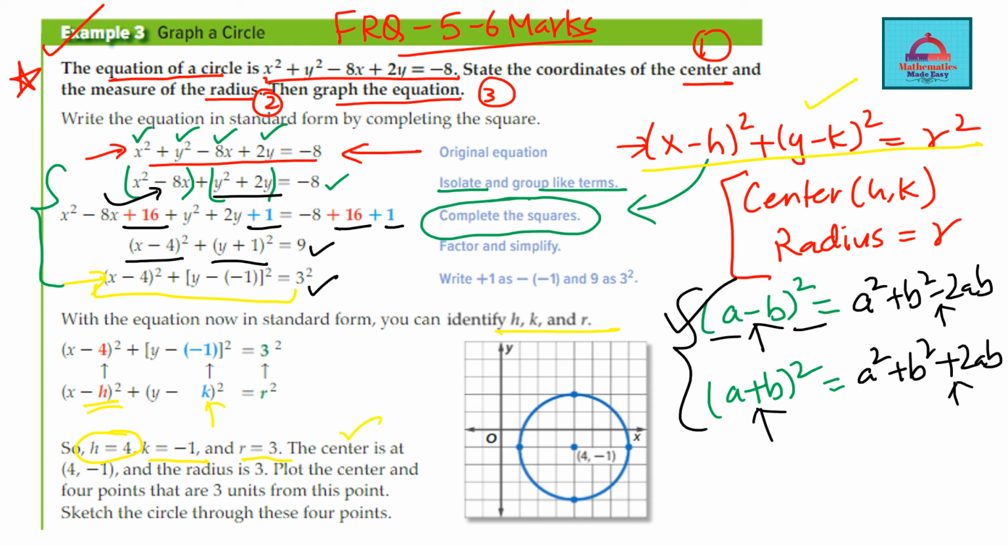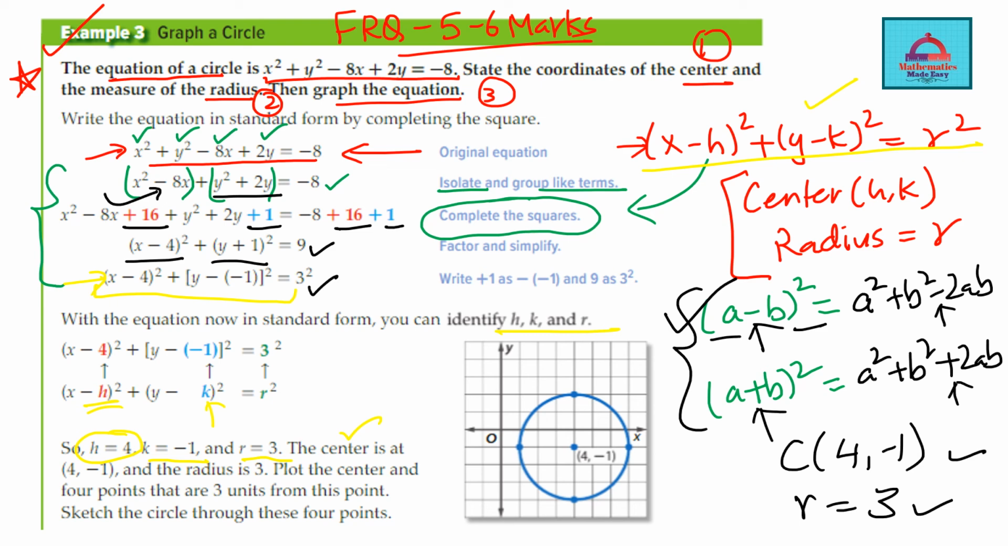So center, you have got h comma k as 4 comma negative 1. And radius you have got as 3 units. So now you can easily graph the question. Go to the coordinate plane. Horizontal is x, vertical is y. Your h is plus 4, so you will go on the positive side of the x-axis. Mark 4. Y or k is negative 1, so go down on the negative y-axis. So this is the center point.